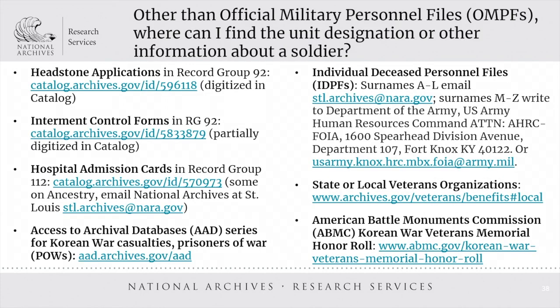If you do not know which Army unit your family member served in, you may be able to find that information in other records. These are some examples of places you might look. For instance, if the soldier was buried in a federal cemetery or has a military headstone, there may be a headstone application or an internment control form. If they were wounded, there may be a hospital admission card or a listing in one of the Korean War databases on the National Archives Access to Archival Databases website.